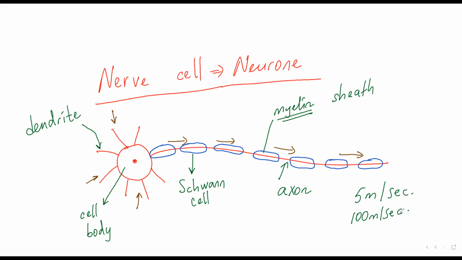And the last label we need to learn: the space between two Schwann cells, don't forget, is also important, known as the node of Ranvier. So this picture is very important for us. Don't forget these parts, guys.